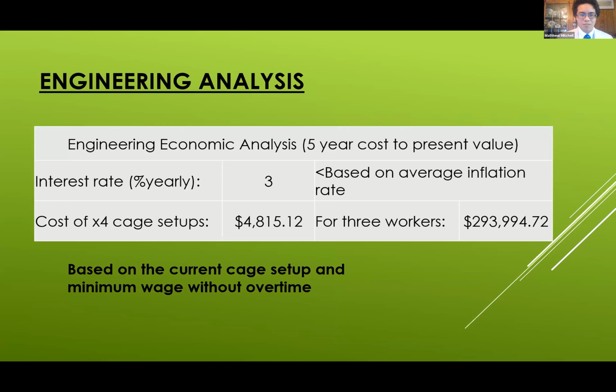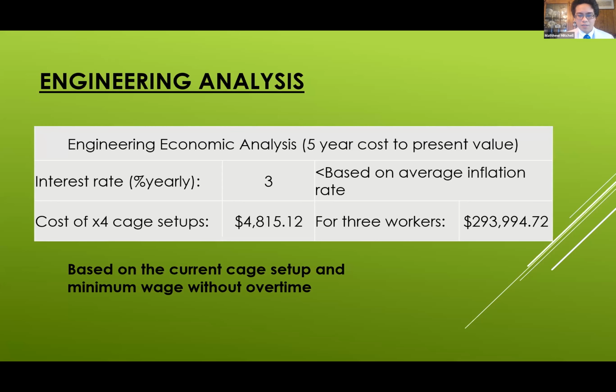Next is an engineering economic analysis for a 5-year cost. The interest rate was based on an average inflation rate. The cost of the cage setups is based on there being 4 stalls, so you'll need 4 cages. This is all assuming our current sensors and not including our recommended sensors. As you can see, including the cost of all fabrication, sensors, and electricity, 4 cages will cost under $5,000 once you add up 5 years of costs.